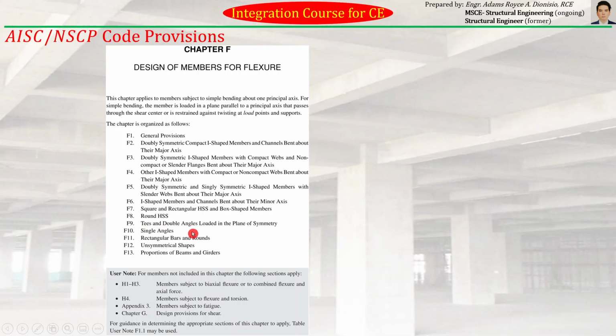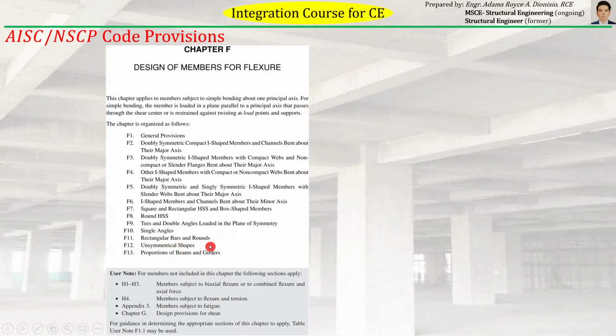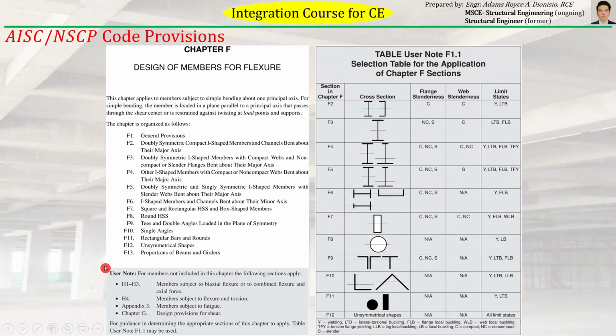F9, T's and double angles loaded in the plane of symmetry. F10, single angles na ginagamit natin yan, yung sa F10. F11, rectangular bars and rounds. F12, asymmetrical shapes. F13, proportions of beams and girders. So ito yung laman ng chapter F for design of members for flexure, pero hindi naman natin madalas ginagamit lahat dyan. Mga provisions F1, F2, F3 ginagamit, as well as F10. So doon na natin mag-focus sa madalas na ginagamit.